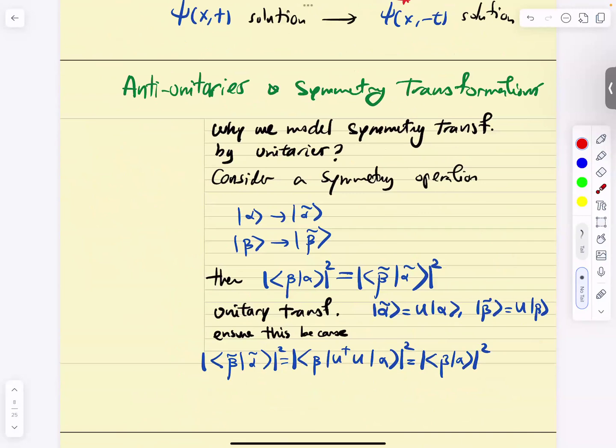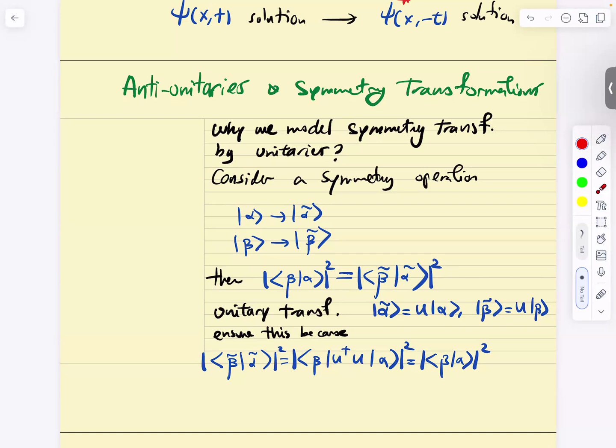Here's an important statement. There's something very, very special about time reversal invariance, or the time reversal transformation, as opposed to other transformations we've talked about in this course. When we talked about symmetry transformations, we modeled them by unitaries. Why was that? Do you remember why?